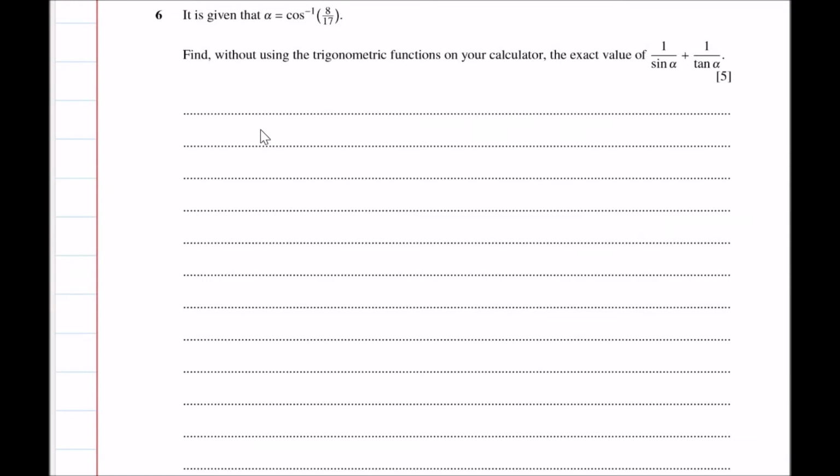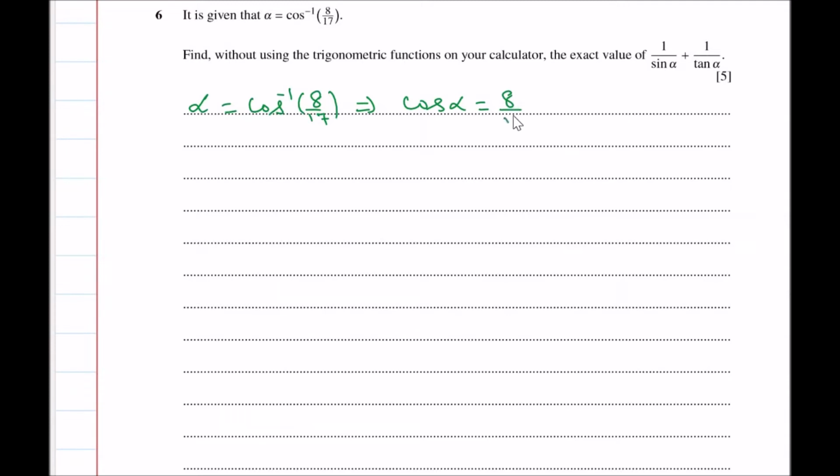All right. It is given that alpha equal to cos inverse 8 by 17. Find, without using the trigonometric functions on your calculator, the exact value of 1 by sine alpha plus 1 by tan alpha. So as we have alpha equal to cos inverse 8 by 17, this implies that cos alpha is equal to 8 by 17.